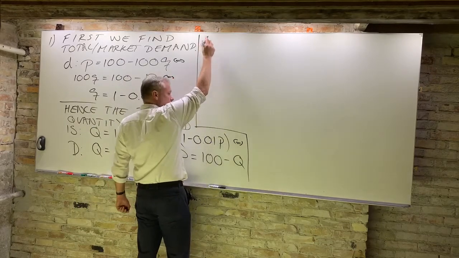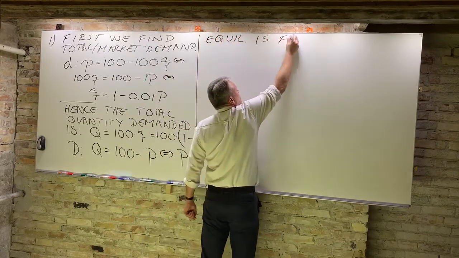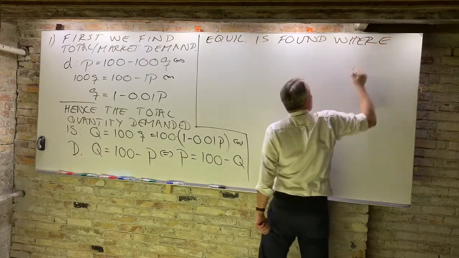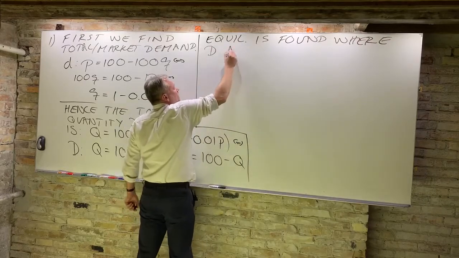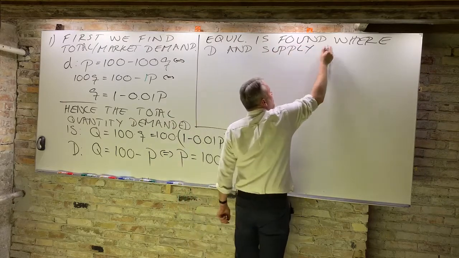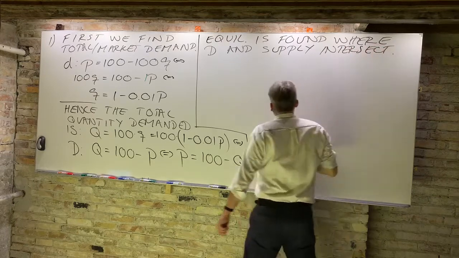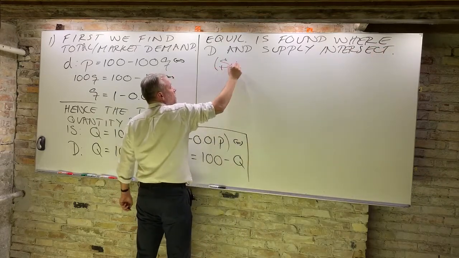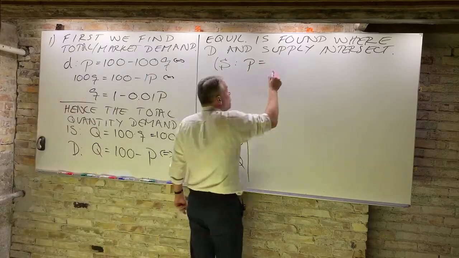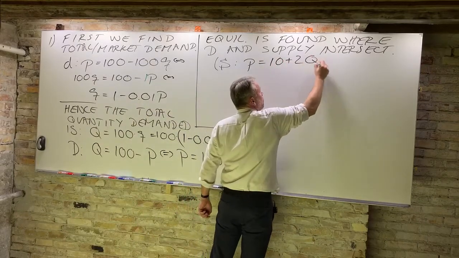And let's start doing that by writing what we're going to do. We're going to use the fact that equilibrium is found where demand and supply intersect, where the demand and the supply curves intersect. And remember, it's given in the text. You don't have to state it. I just need you to be able to see it so you know what I'm going to do now. Supply or inverse supply is given as P equaling 10 plus 2Q.